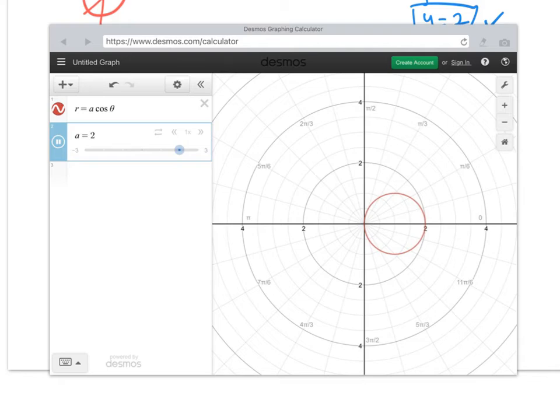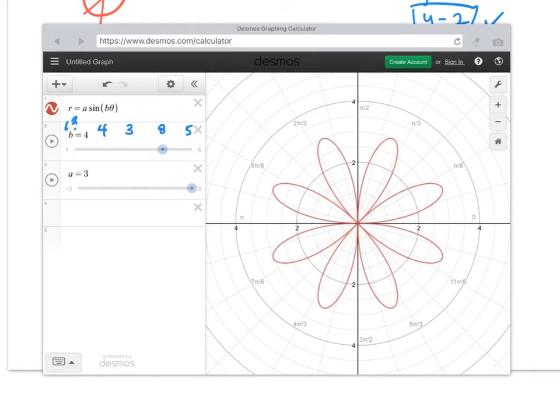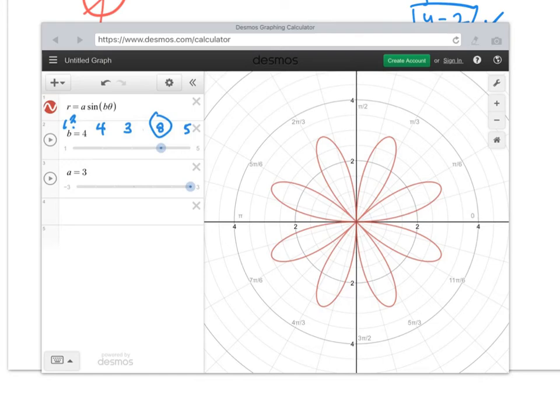When b is equal to 5, we end up with 5 petals. And when we do 4 for the b value, we get 8 petals. So I wrote it here. And then if we move on to 3, how many petals do we have? We have 3. And when b is equal to 2, how many petals do we have? 4. So there's a difference when we have an even number for b and an odd number for b.